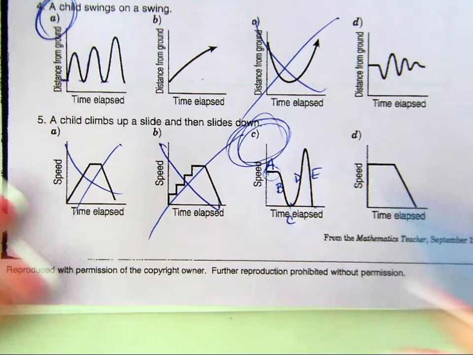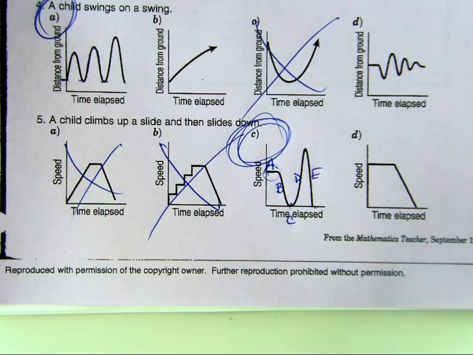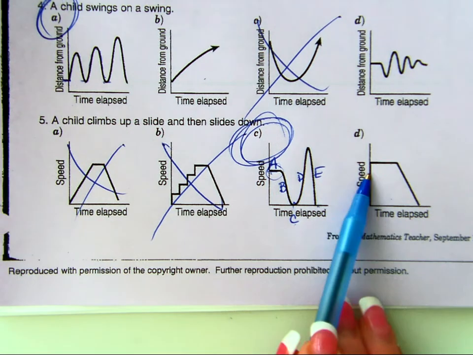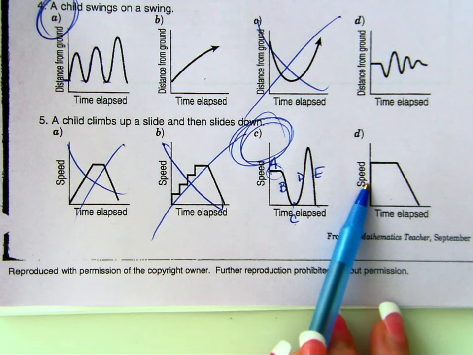Anybody? 5 for 5? Oh, that one got Isaiah. Okay, did we have this one? For D? Anybody? Yeah? Okay. So that's an introduction to what we're doing.